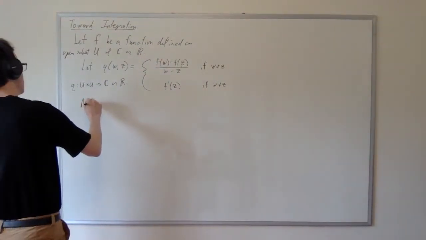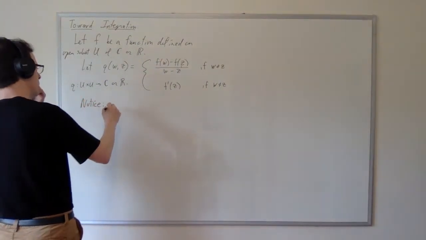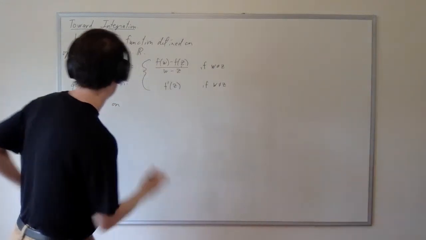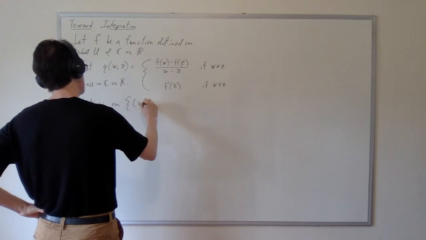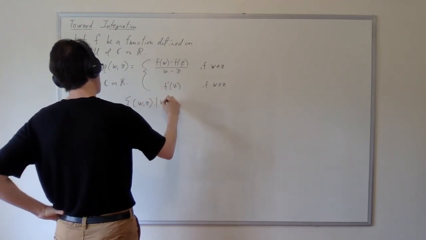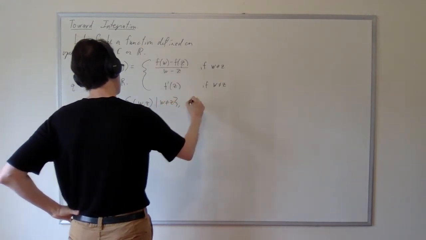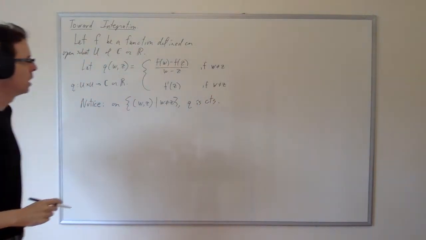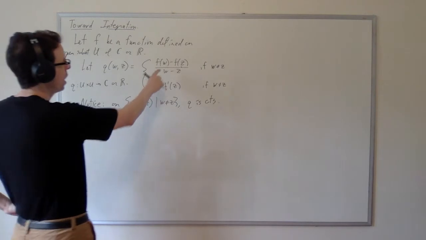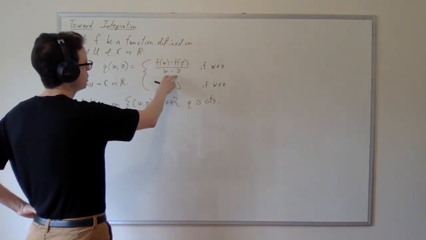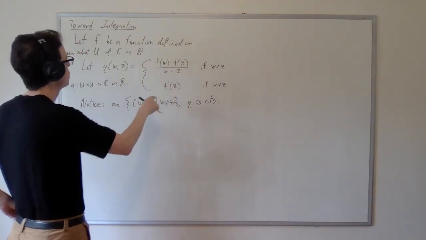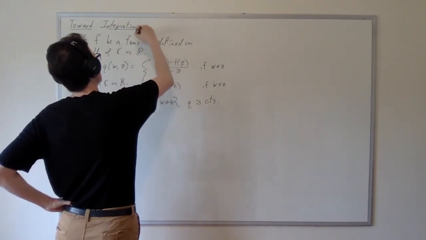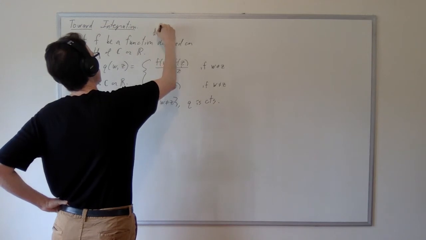So notice that on the set of all (W, Z) for which W is not equal to Z, Q is continuous. Q is then a combination by subtraction and division and more subtraction of functions that are known to be continuous. I should assume here that f is going to be a differentiable function.